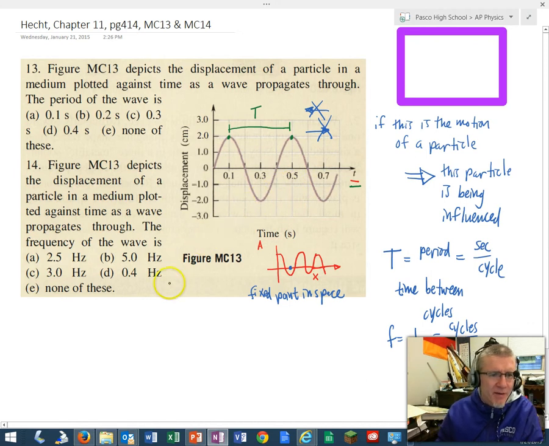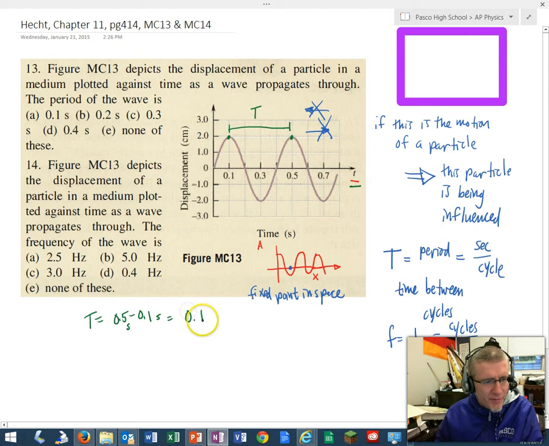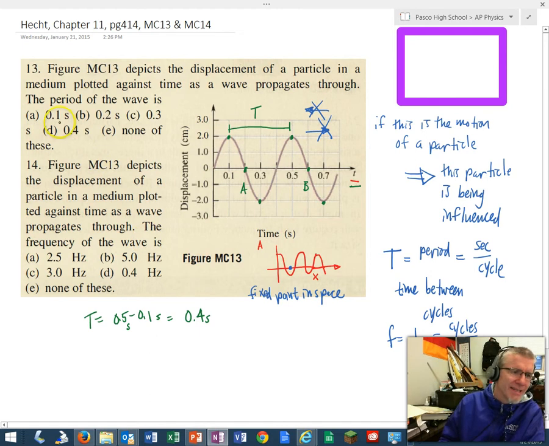So the period is 0.5 minus 0.1, all seconds. So that equals 0.4 seconds. That's the time it takes. Now, any 2 points on the wave that are doing the same thing will be 0.4 seconds apart. So 0.1, 0.2, 0.3, 0.4 from A to B, or 0.2 to 0.6, and likewise these valleys are also 0.4 apart. So 0.4 seconds, the answer is D.